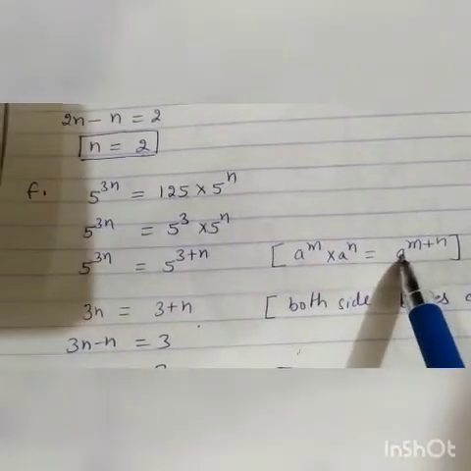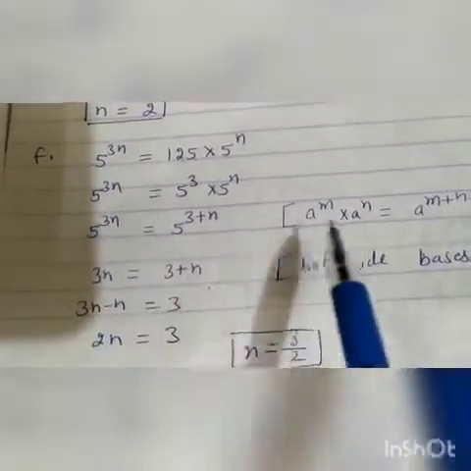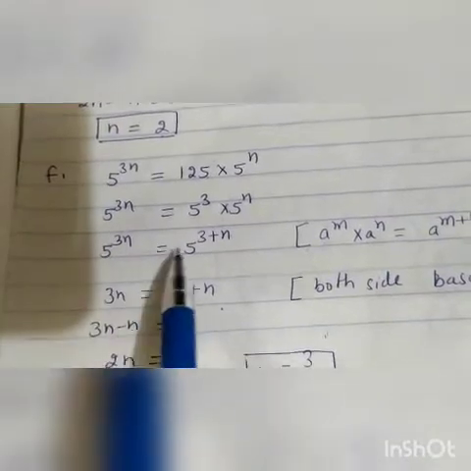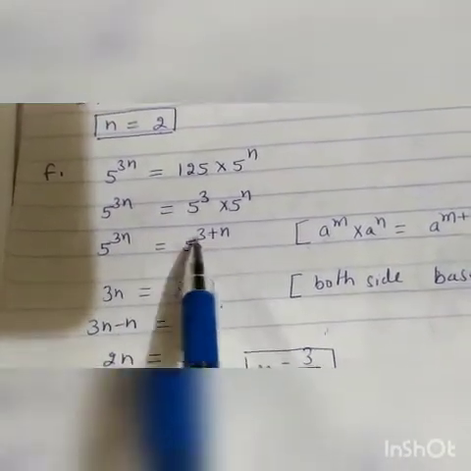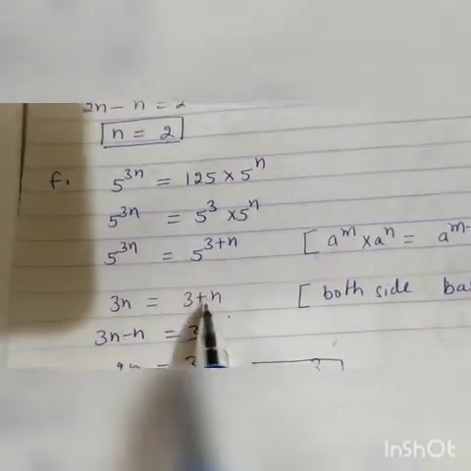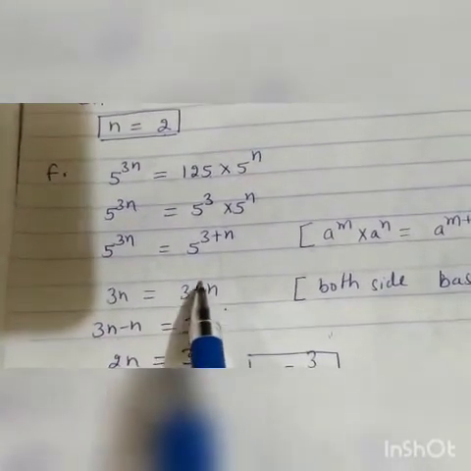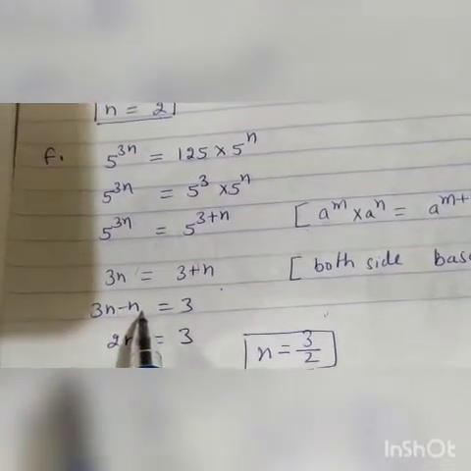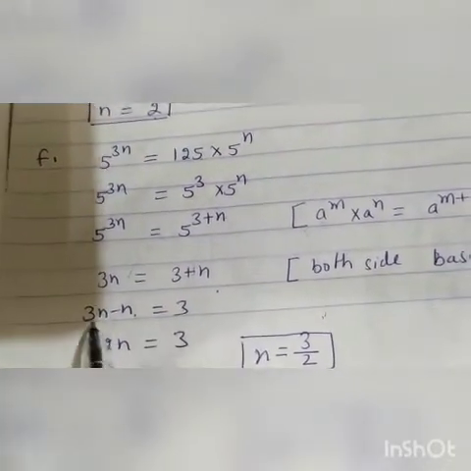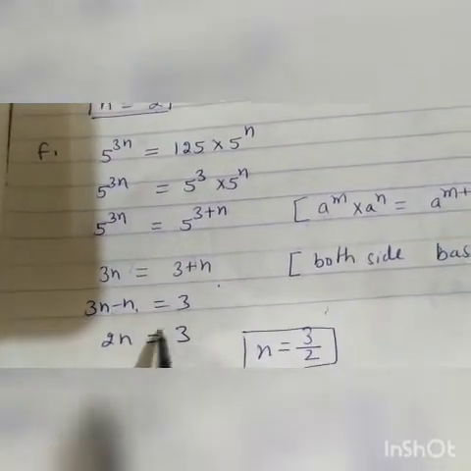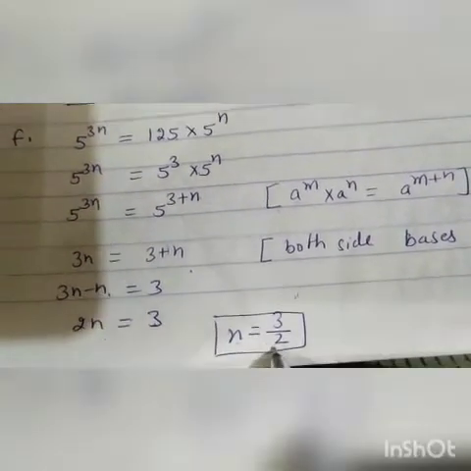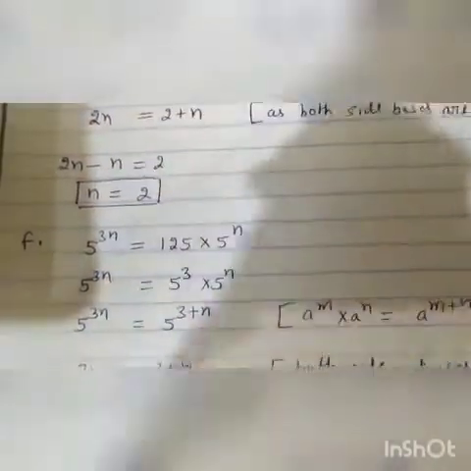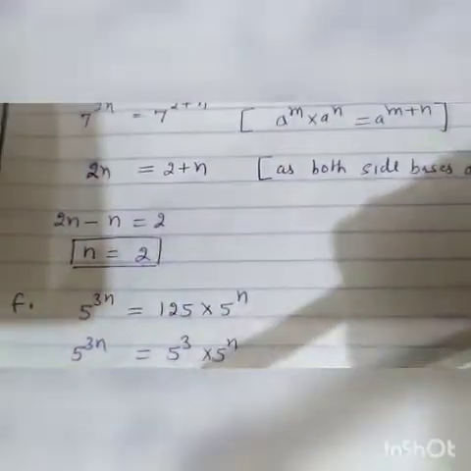Again we will write the rule in front of it. Then the bases of both sides are equal, so the exponents should be equal. 3n is equal to 3 plus n. Plus n will be shifted to this side, minus n, is equal to 3. 3n minus n, 2n is equal to 3. Then n is equal to 3 upon 2. The same method is followed in all these three sums.